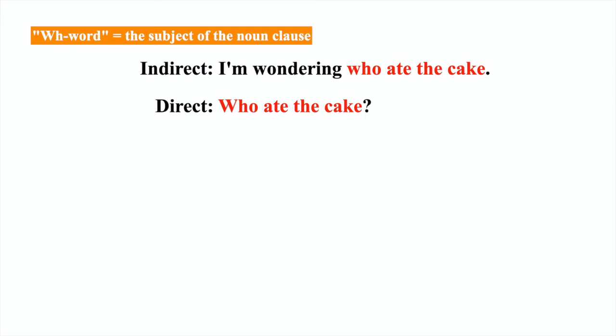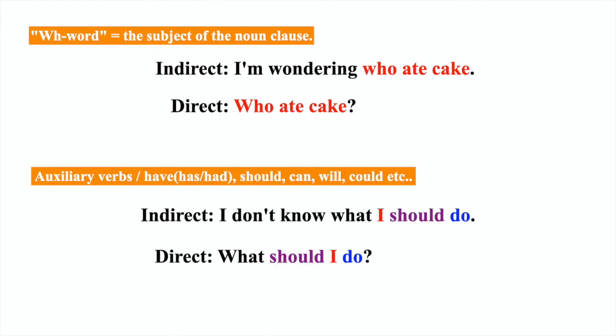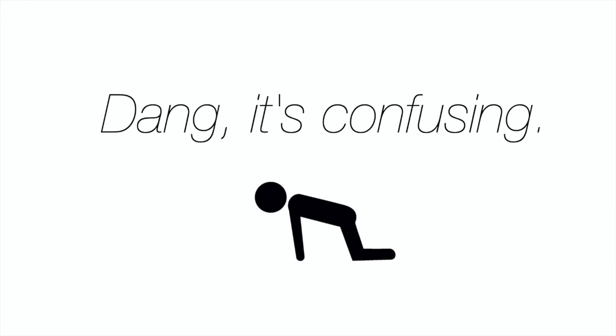There are two things you might want to keep in mind. When the interrogative word is the subject of the noun clause, the word order won't change. Another thing is, when you use auxiliary verb like should, can, have, will, etc., you won't get rid of them. They stay. I know, it's confusing, isn't it?